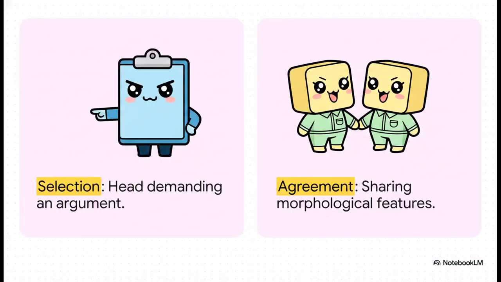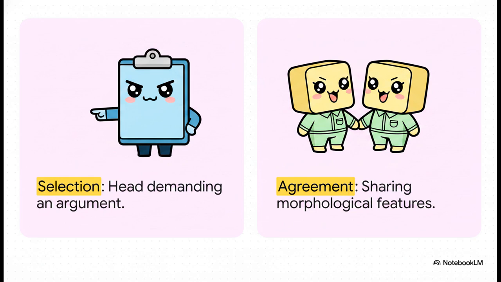Think of a sentence not just as a random string of words, but more like a physical building. You can't just pile bricks on top of each other and expect a skyscraper to stand, right? A sentence is governed by these strict, invisible forces that dictate exactly where pieces go and how they connect. And the two biggest forces holding this whole building together are selection and agreement.